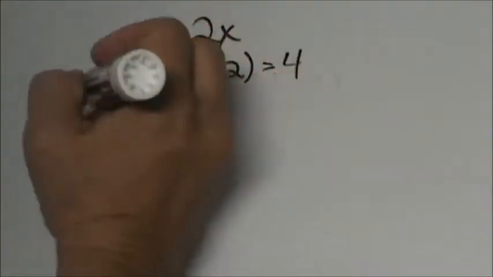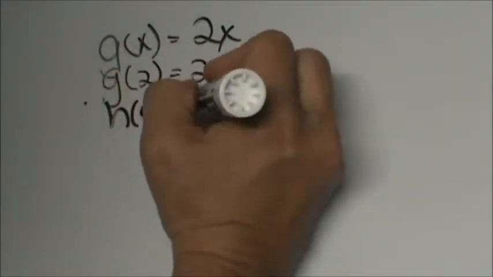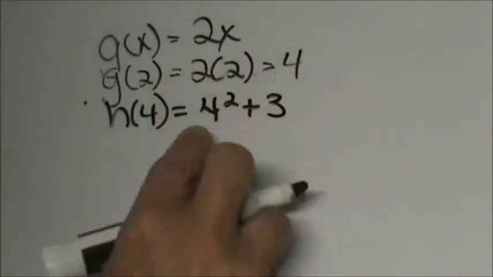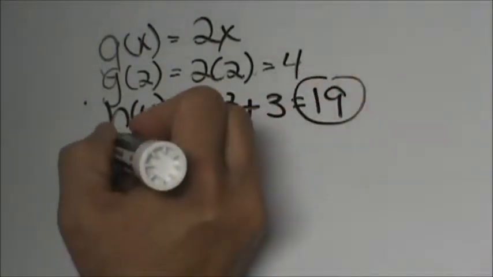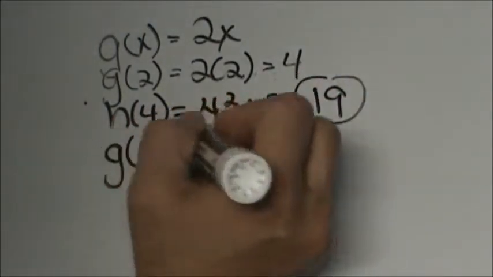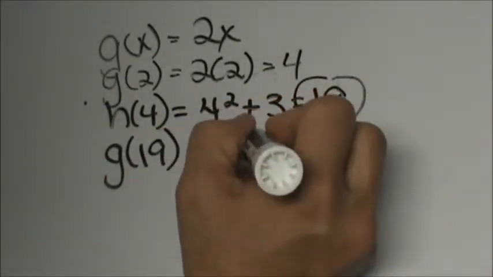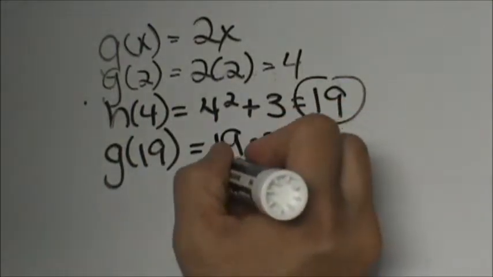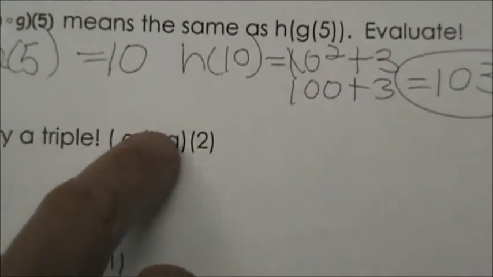Now we're going to take that 4 and plug it into the h function. So we're going to take h of 4 and we'll have 4 squared plus 3. Well, 4 squared is 16, 17, 18, 19 as our output. Then we're going to go back and plug 19 into the g function. And that's 19 times 2, or 2 times 19, which is what? 38. So that triple composition, the actual value of g of h of g of 2, would be 38.